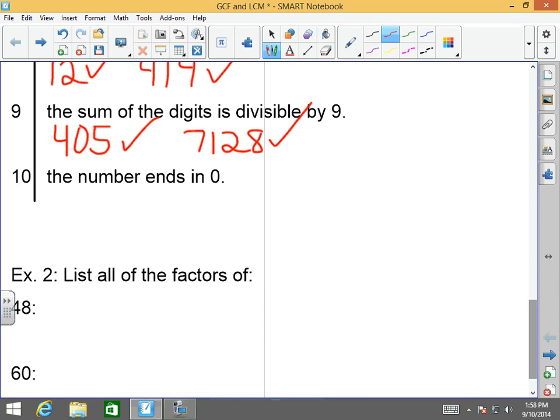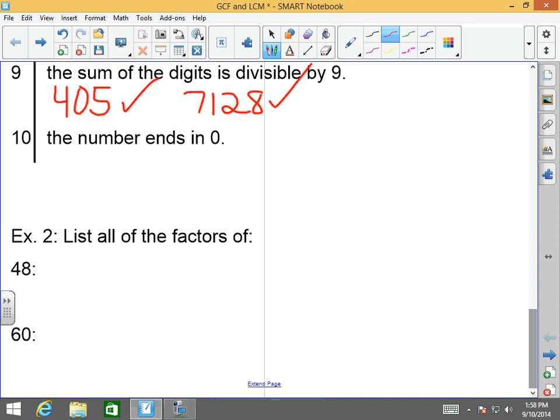Does that make sense? Okay, so now, let's do some practice here. Let's list all of the factors of 48. But when we're going through the factors this time, we don't have to guess anymore. We can use our divisibility test to see if it goes in or not. So, for 48, definitely 1 times 48, correct? Okay. Now, does 2 go into it?